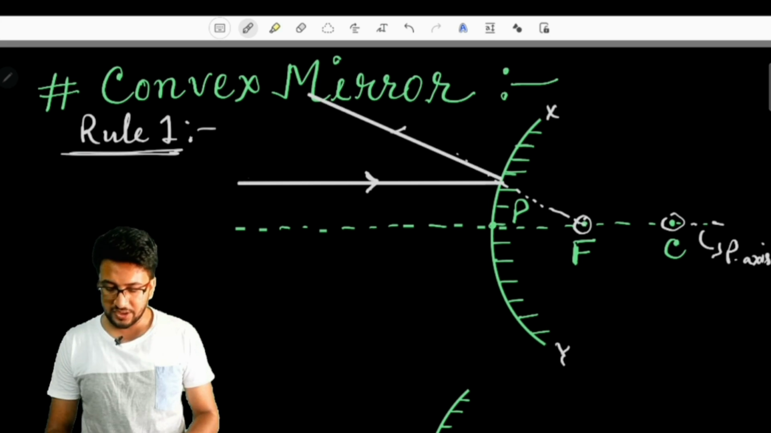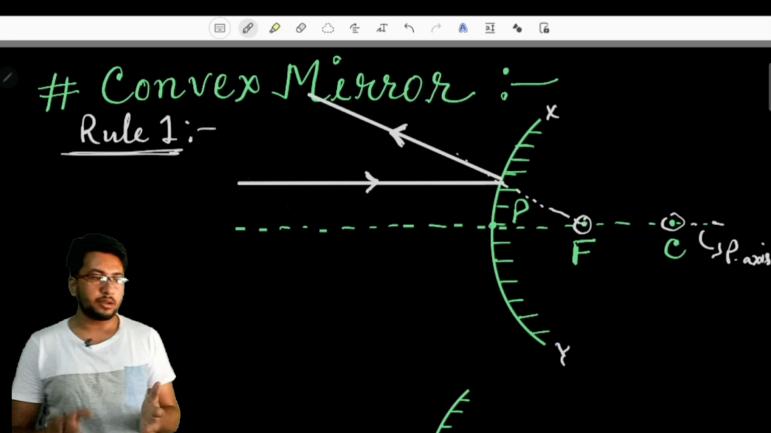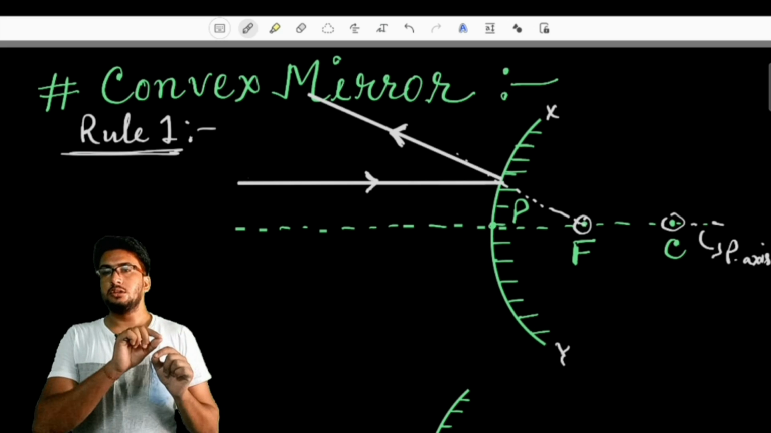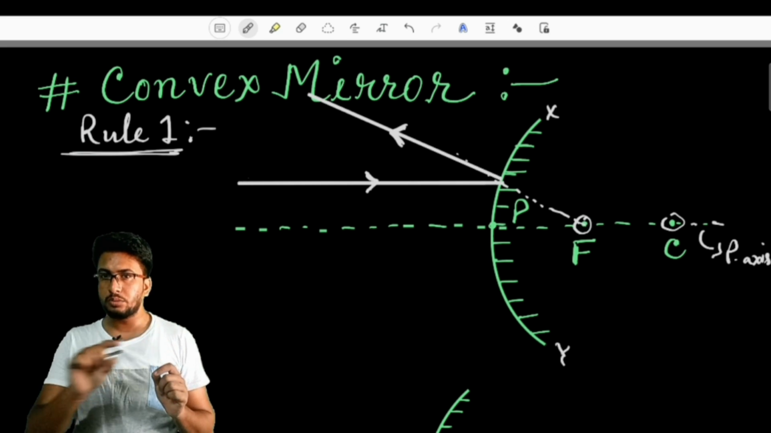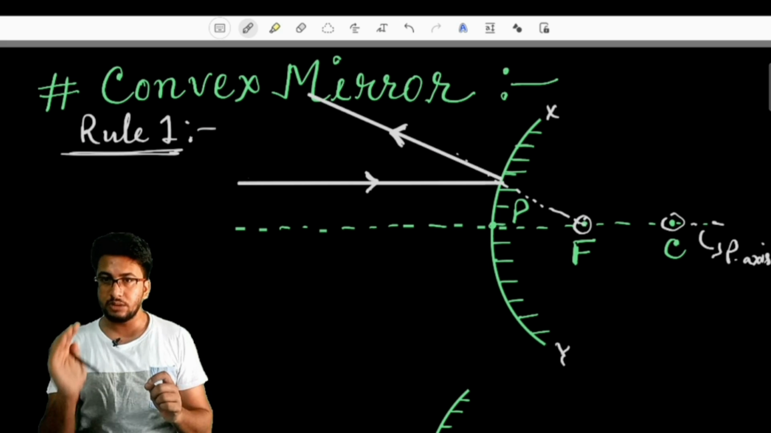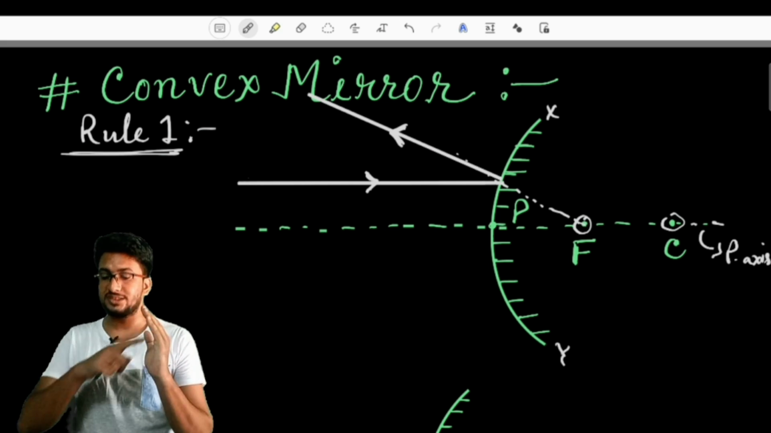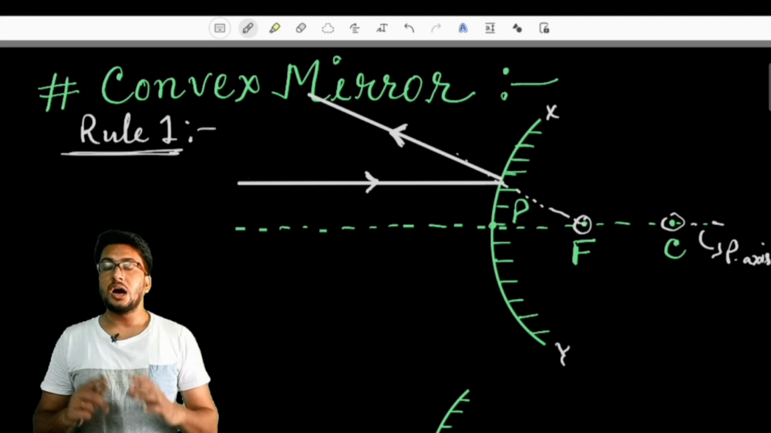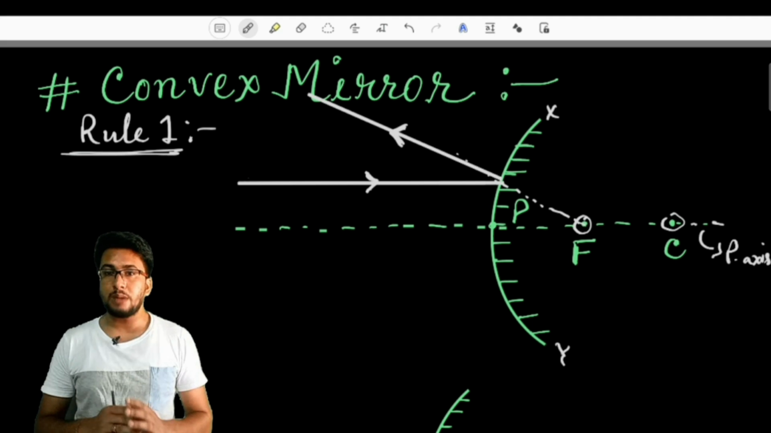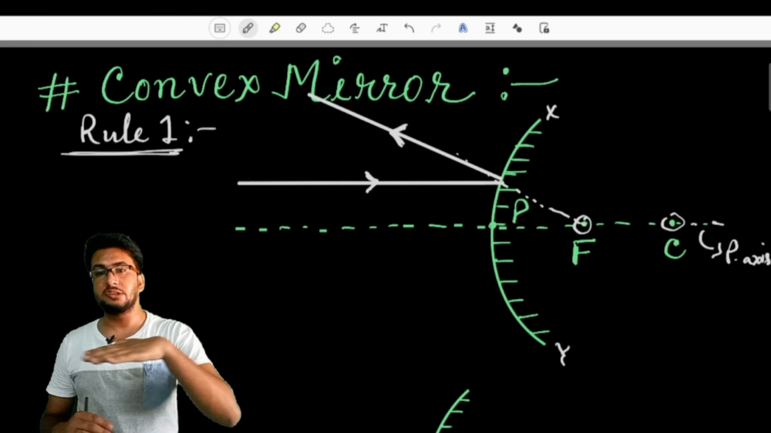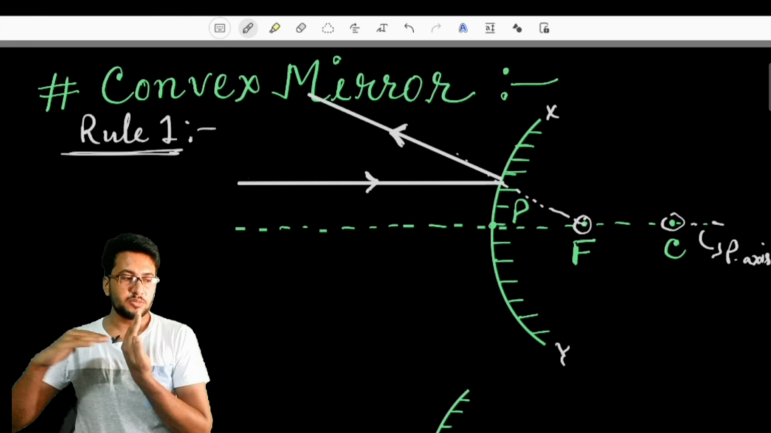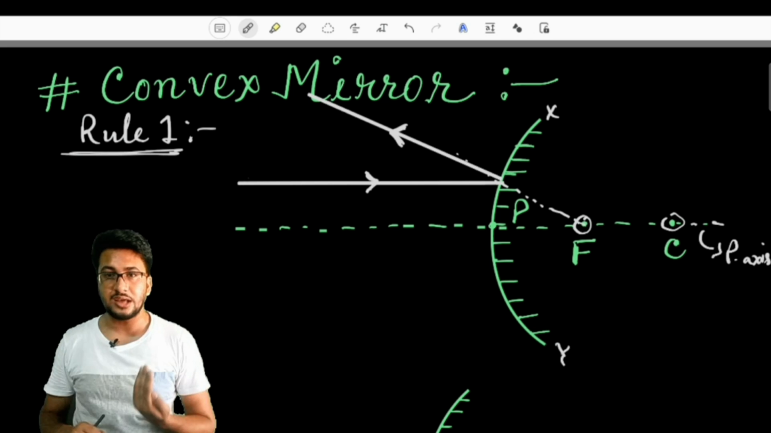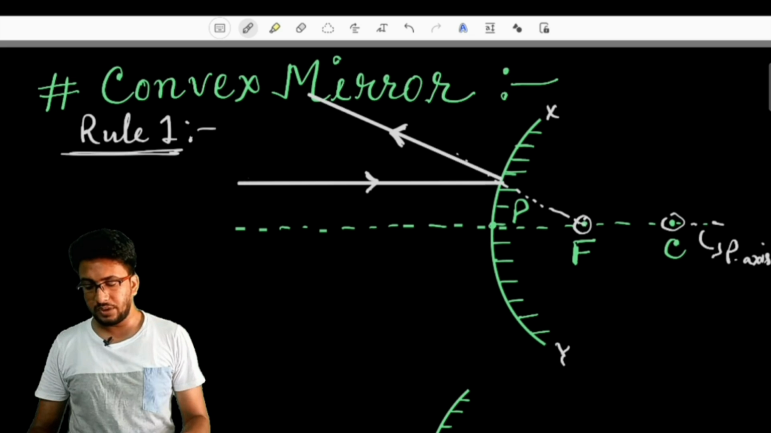If we compare with the concave mirror, rule number 1 of the concave mirror was that the light ray coming parallel to the principal axis, right after reflecting from the concave mirror, passed through the focus. But here the focus is virtual and the mirror is a diverging mirror. So the light ray coming parallel to the principal axis, after hitting the surface of the convex mirror, diverges in such a way that it appears to come out from a point which we call the focus of the mirror. Fine. This is our rule number 1.